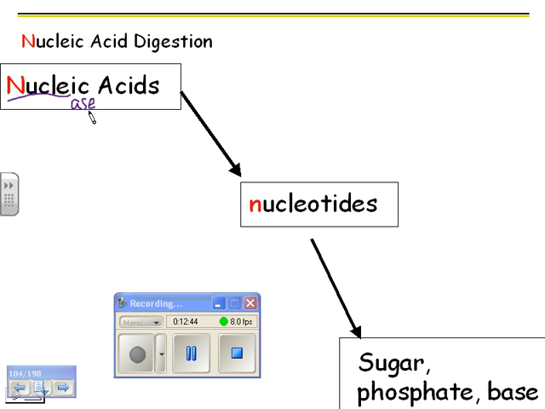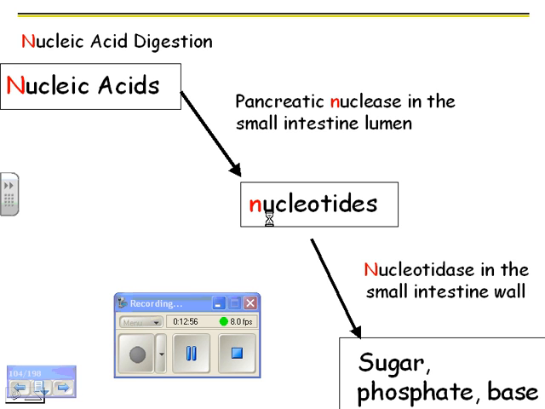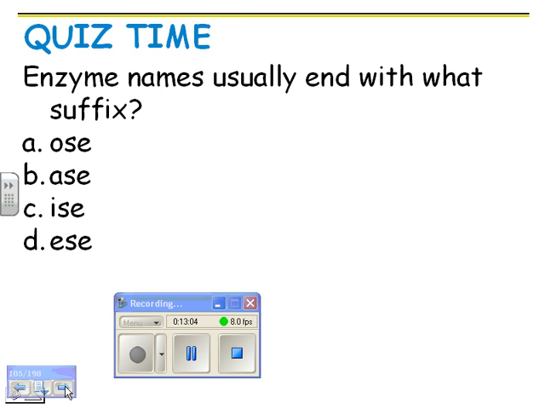And our favorite enzyme secreting organ is the pancreas. So pancreatic nuclease, and of course it goes into the small intestine. Nucleotidase, if you're going to break down a nucleotide, that's the little one, you would name it nucleotidase in the small intestine wall. And that is just about the end of our story.